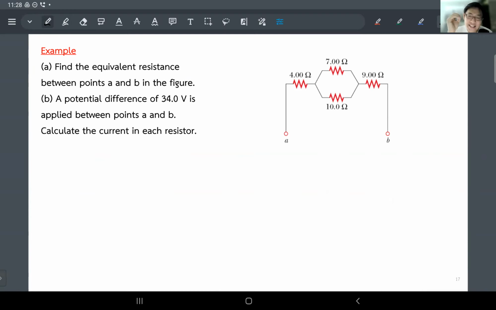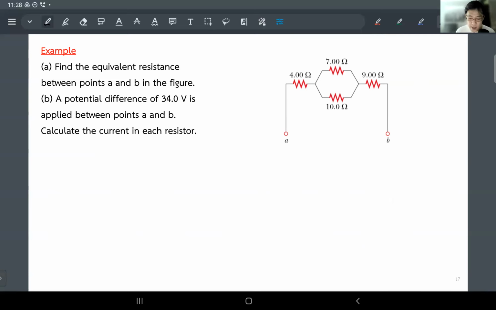Okay. This is just a review of what we did before, something you have already done. If not, then this is going to be a quick recap of equivalent resistance. I'm going to show you with this example just once, and we're going to move on to the stuff that I really want to show you.